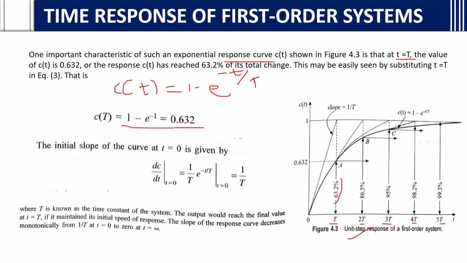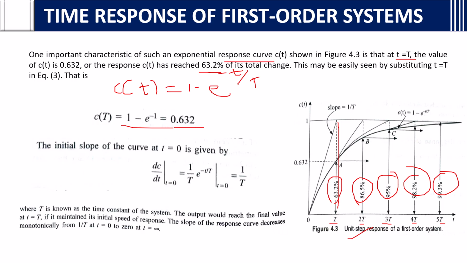In percentage, it is 63.2%. This may easily be seen by substituting t equals T in the previous equation. In the same way, if you substitute small t as 2T, then you will get 86.5%. Then 95%, like that for 4T, 5T. If you see, the values are increasing, and there you can even find the slope. Slope for the first 63.2%, what is the slope?